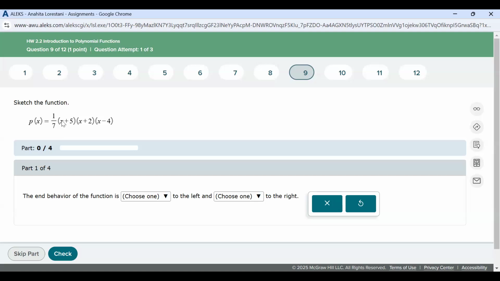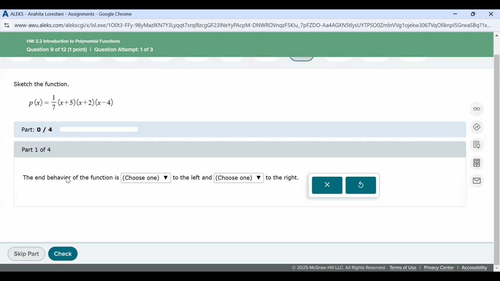The other point you can pick, for instance, let x equal to 0 or something else. I'm going to let x equal to 0 to find my y-intercept. So if I put 0 here for x, I get 0 plus 5 is 5, 0 plus 2 is 2, 0 minus 4 is negative 4, 5 times 2 is 10, 10 times negative 4 is negative 40. So I get negative 40 over 7.